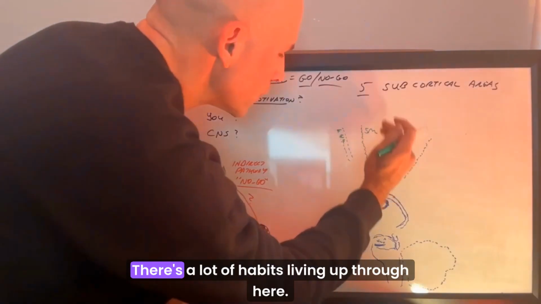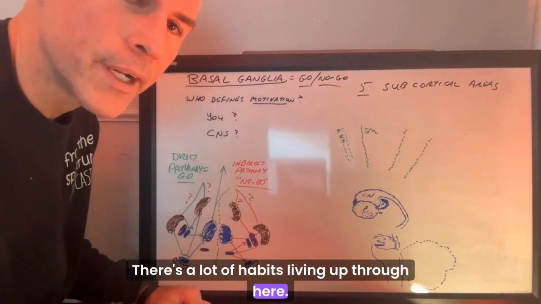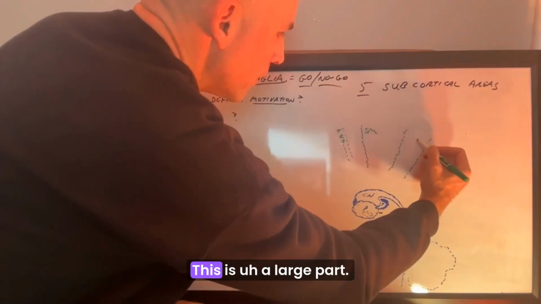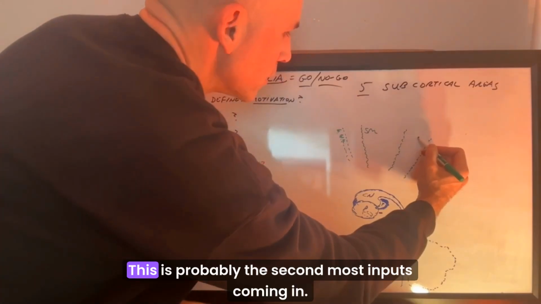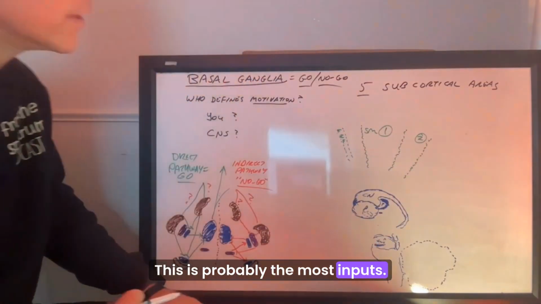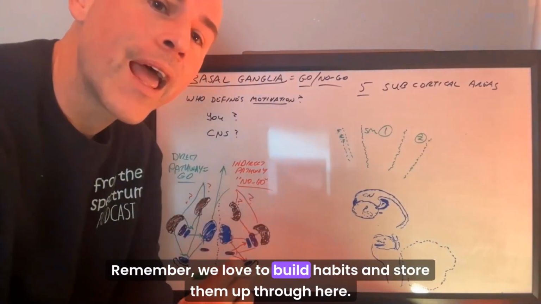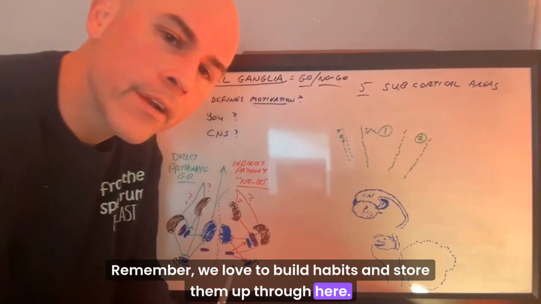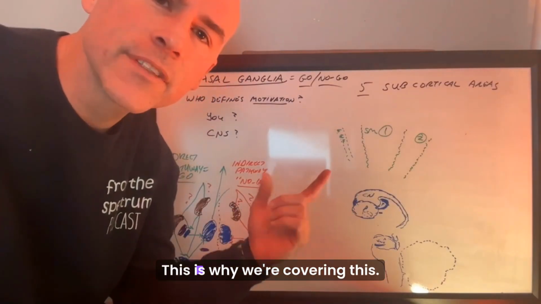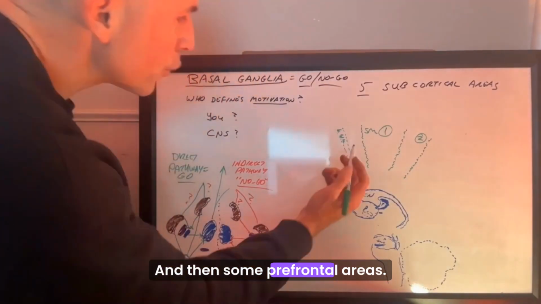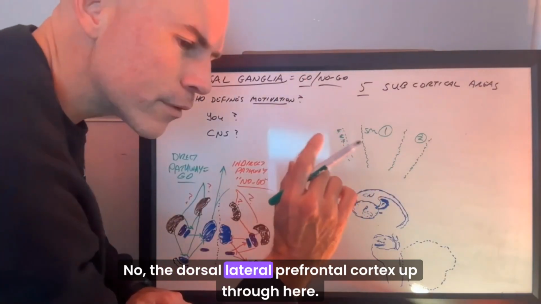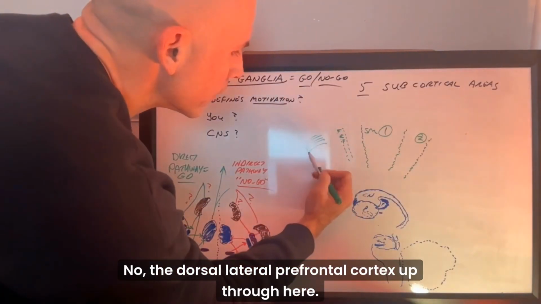Frontal eye fields, sensory motor. There's a lot of habits living up through here. Okay. And then we have the somatosensory. This is a large part. This is probably the second most inputs coming in. This is probably the most inputs. Remember, we love to build habits and store them up through here. We love repetition and habits. This is who we are. This is why we're covering this. And then some prefrontal areas. Remember the dorsal lateral prefrontal cortex up through here.